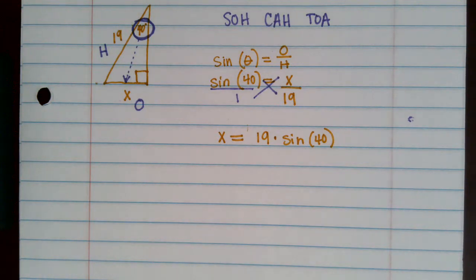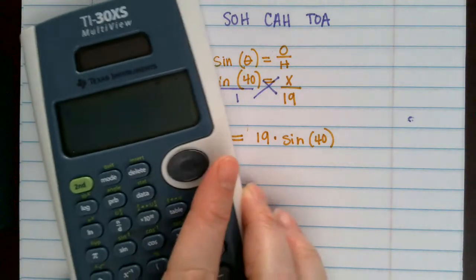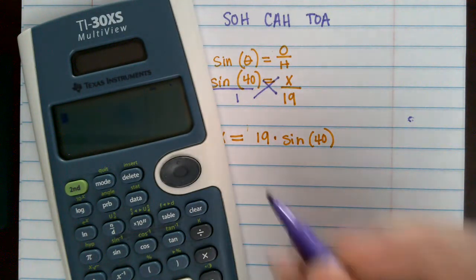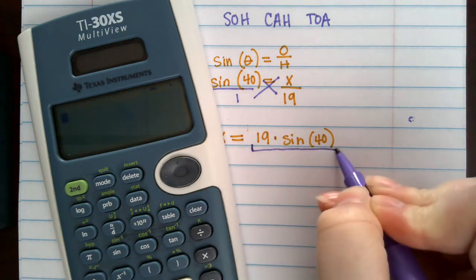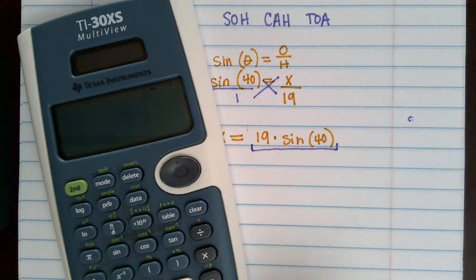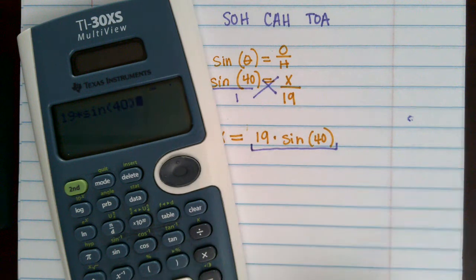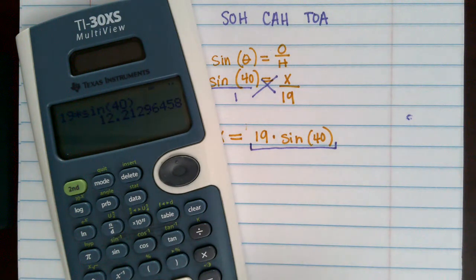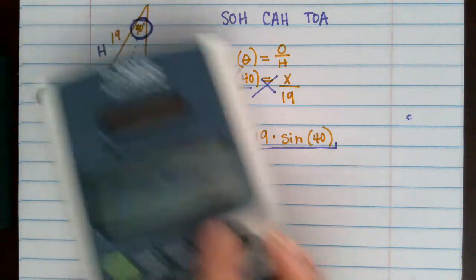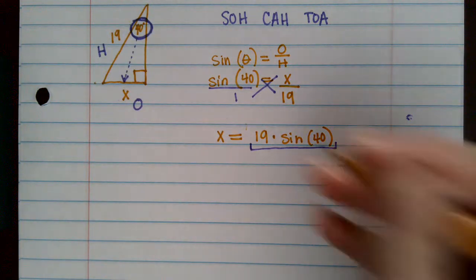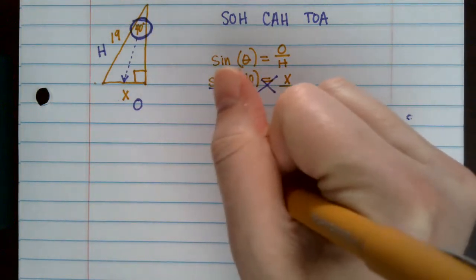So now in the Google calculator, make sure you change the mode to degrees. I'm going to use my actual calculator, but you type it the exact same way. We just want to type this whole thing into our calculator. So 19 times the sine of 40, and we get 12.2 as our side length. So x equals 12.2.